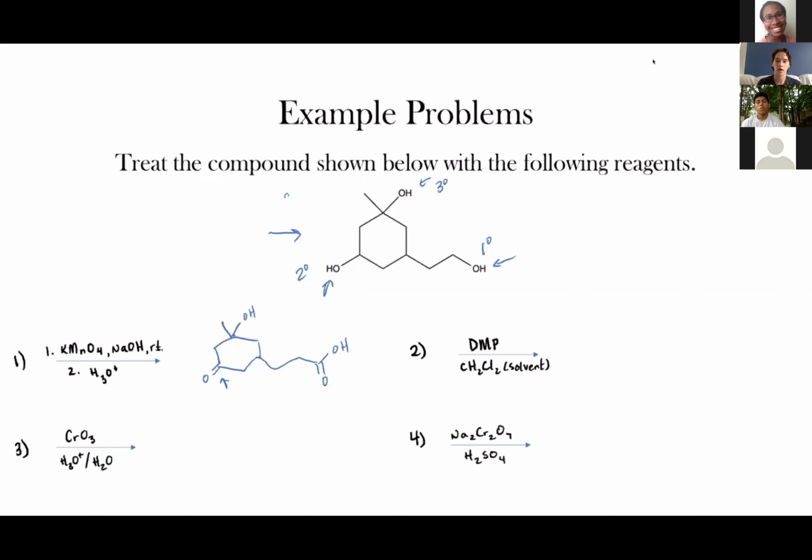All right. How about DMP with dichloromethane as our solvent? How about we look at our primary alcohol first?